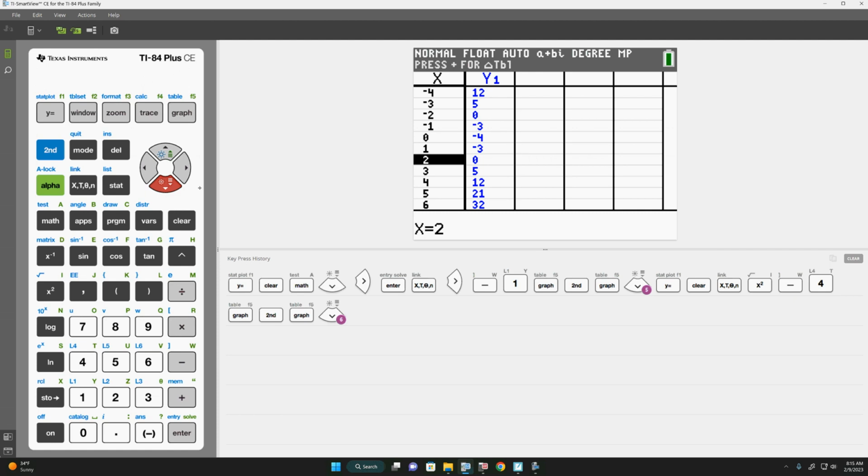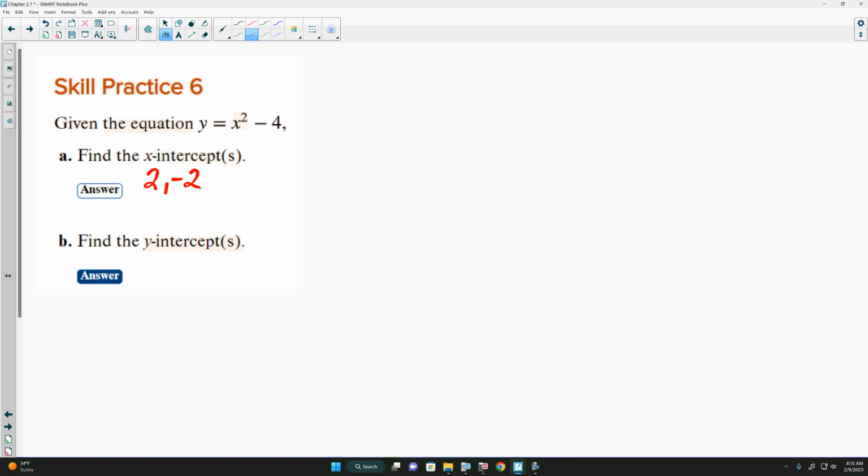And for the y-intercept, we're looking for what value of x? 0. And when x is 0, y is -4. And that's it. Questions on this here?